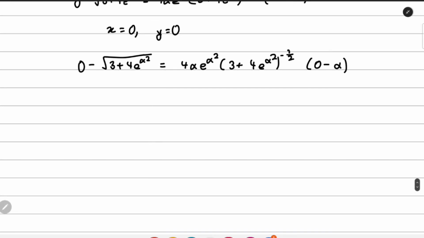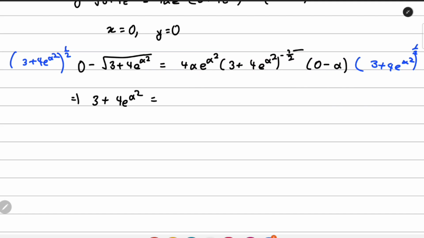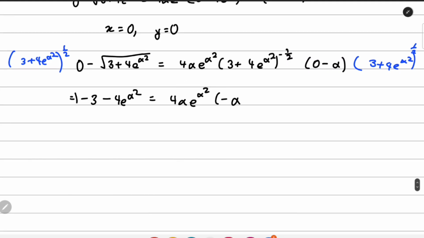Now we can multiply both sides with root over 3 plus 4 e to the power alpha square. This is basically 3 plus 4 e to the power alpha square to the power half. So you can multiply both of them together. On the left hand side I'll be left with 3 plus 4 e to the power alpha square. On the right, this thing will cancel with this. I'll be left with 4 alpha e to the power alpha squared. Since there's a minus over here, this will be minus 3 minus 4, and we have this expression multiplied by minus alpha, so minus 4 alpha square e to the power alpha squared.